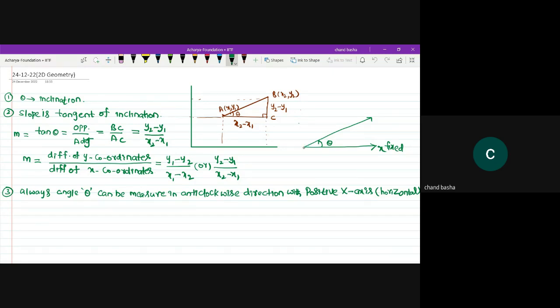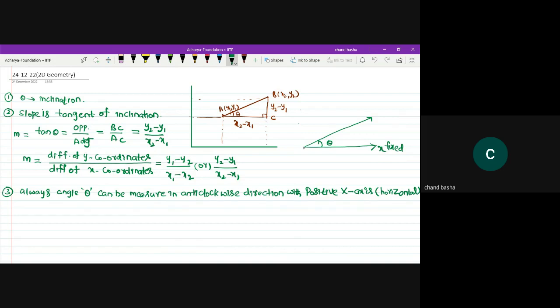Indirectly, the slope is nothing but the tangent of that inclination. It is denoted by tan theta, and sometimes it is represented by m. So simply we can call it the difference of y coordinates upon the difference of x coordinates, right?